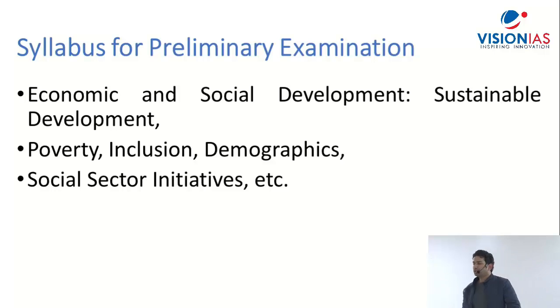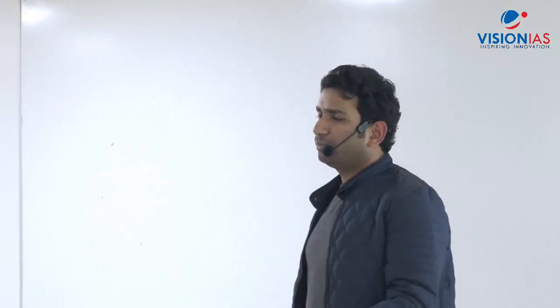Social development, education, healthcare, sanitation, basic infrastructure, this kind of thing. So that means they're simply opening up that I can ask anything from these areas. Secondly, poverty, inclusion, demographic. Third, social sector initiative. That means what all initiatives have been taken by government to tackle the various social evils, like for example, unemployment, poverty, sanitation issue, education, and the reforms that you need in the other areas.